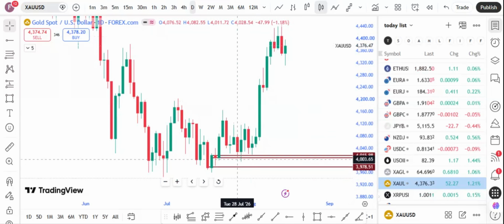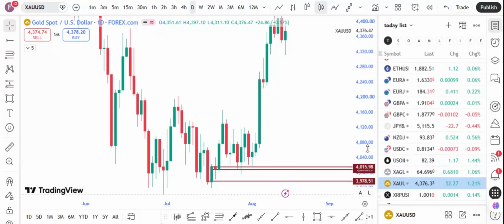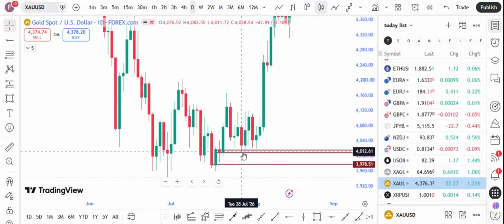So what happened? Price came back into that level and rejected. You can see it did not close below it. So that's what you're waiting for. You're waiting for price to reject it. And after the rejection, what happens?